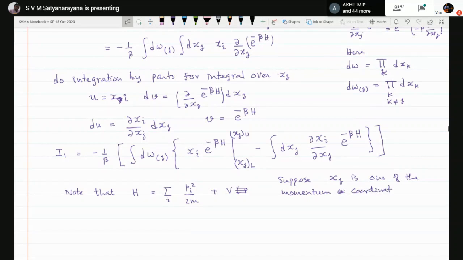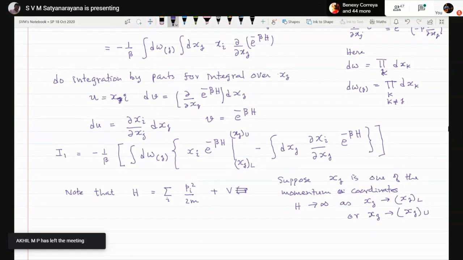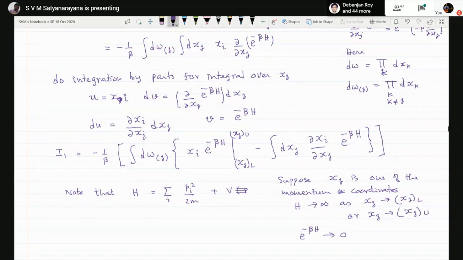If it is one of the momentum coordinates, then whether it is going to minus infinity or plus infinity, because we have this pi square here, h actually goes to infinity as xj goes to the xj lower limit or the xj upper limit. So e to the minus beta h goes to 0 at both the ends, and this term will go to 0.